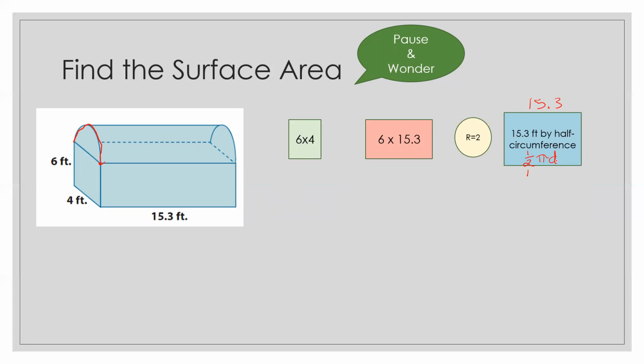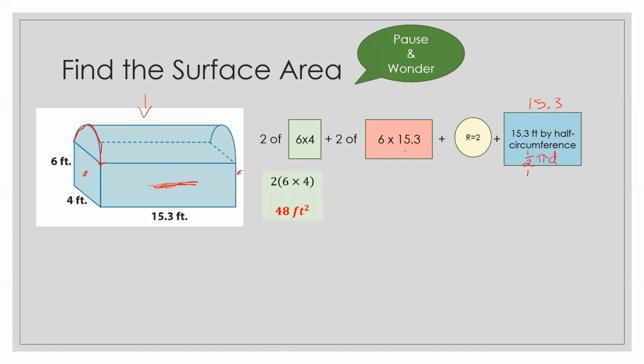Okay, and actually, when I say I see a 6x4, what do I really see? I really see two of those 6x4. That would be this one right here and that one in the back. Okay, and then I see 6x15. That's this one right here and one on the other side. So that's two of those. Okay, did I account for all the faces? I think I did.